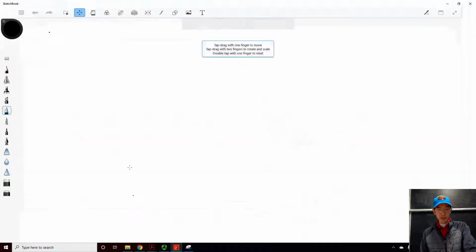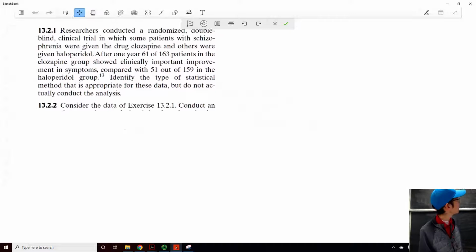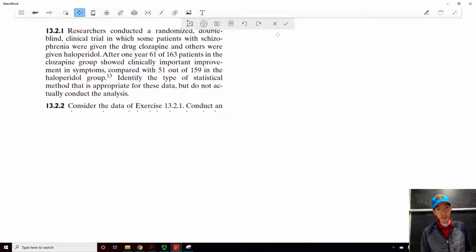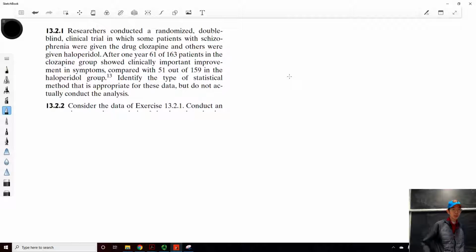So this one says researchers conducted a randomized, double-blind clinical trial in which some patients with schizophrenia were given the drug clozapine, I'm not sure, and others were given haloperidol. And after 1 year, 61 of 163 patients in the clozapine group showed clinically important improvement in symptoms compared with 51 out of 159 in the haloperidol group. Identify the type of statistical method that is appropriate for the data but do not actually conduct the analysis.